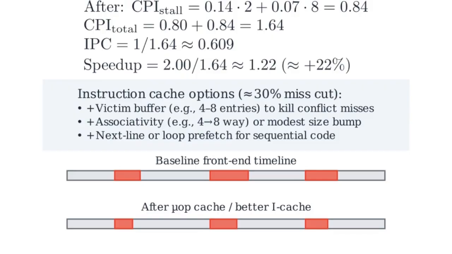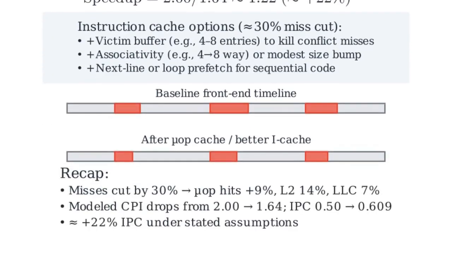Recap: we began with 70% L1 hits, 20% L2, and 10% last level or memory. We proposed a micro-op cache that captures hot loops and reduces instruction side misses by 30%, which shifts 9% of traffic to micro-op hits and proportionally reduces the L2 and last level paths to 14 and 7%. Using a simple yet realistic CPI model with effective penalties, we estimated an IPC gain of about 22%. An alternative instruction cache tweak can produce a similar benefit for this workload.